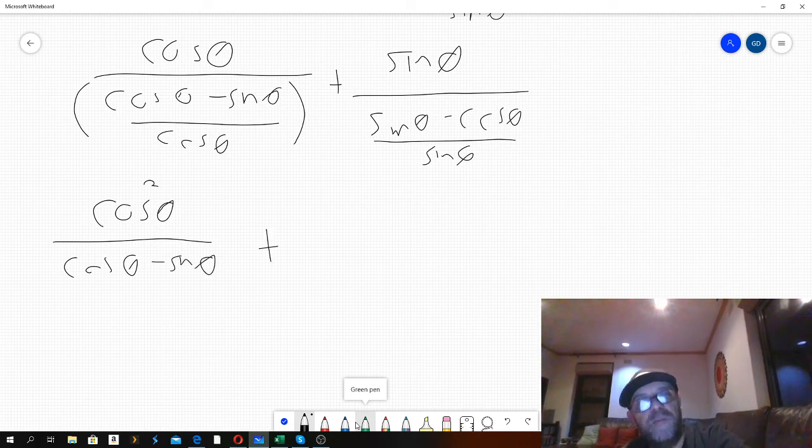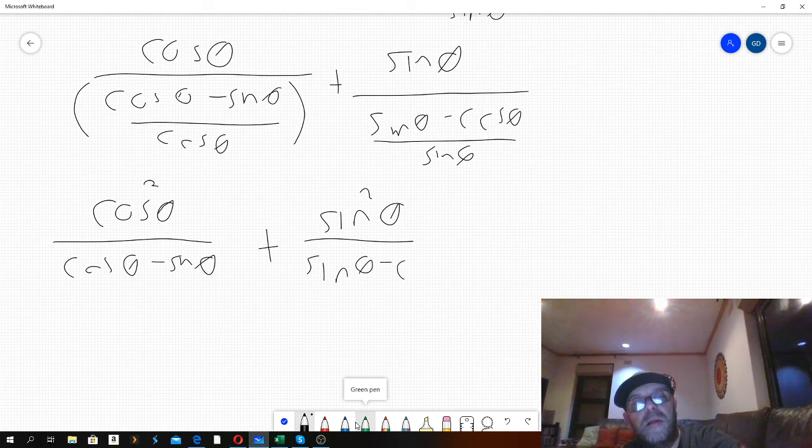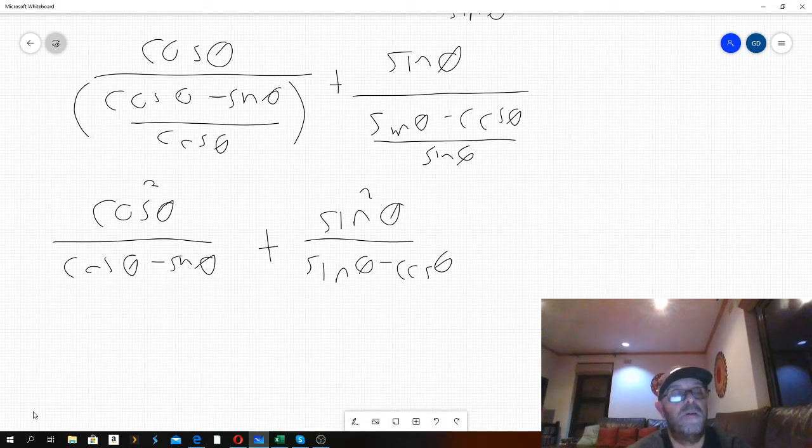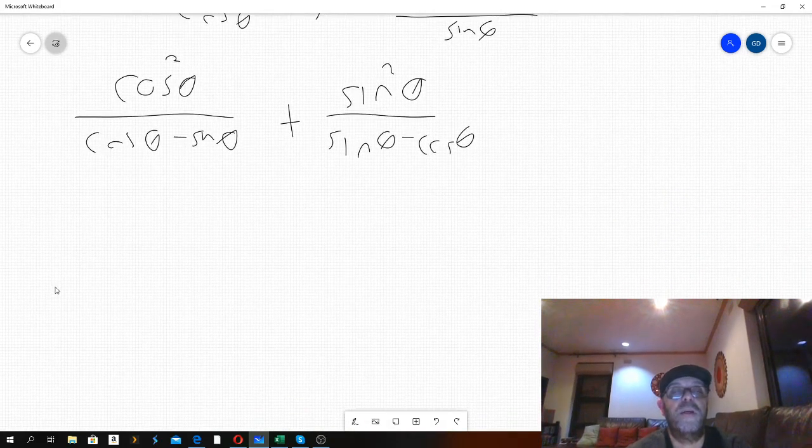And for this one, I've got sine theta divided by sine theta minus cos theta over sine theta. So that's the same as sine theta times the inverse, which is sine theta times sine theta, which is sine squared theta, over the sine minus cos. Okay, so now we've got at least just two fractions. Now what we're going to do is find a common denominator.